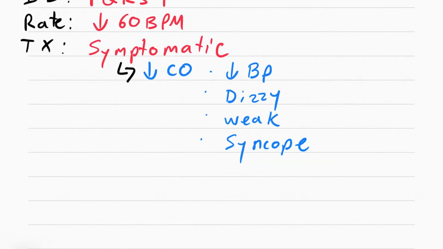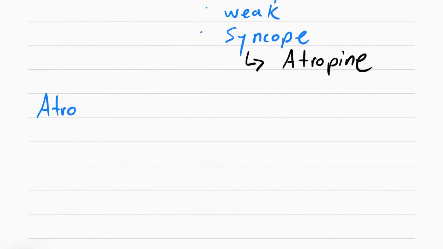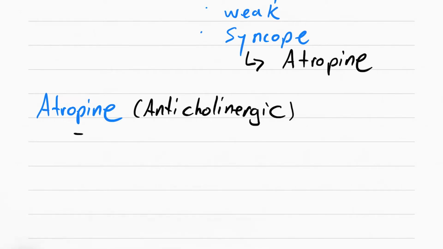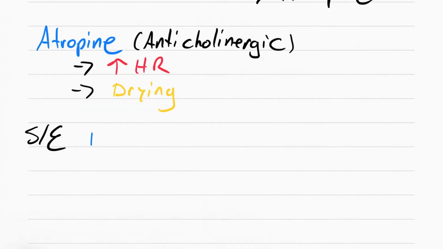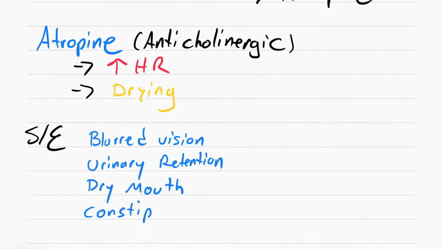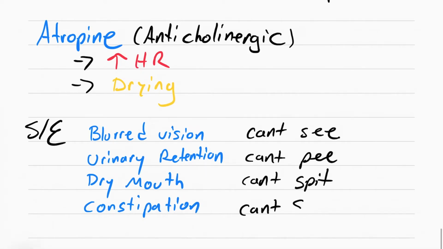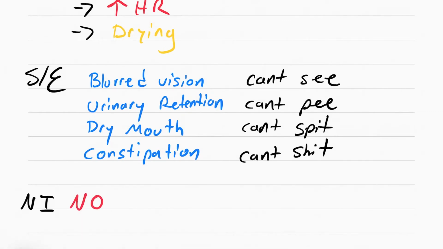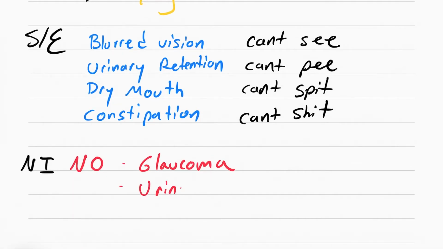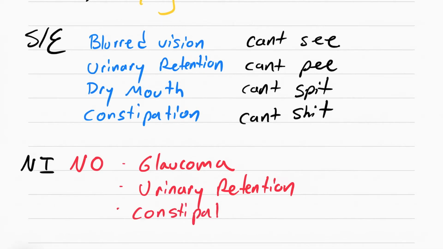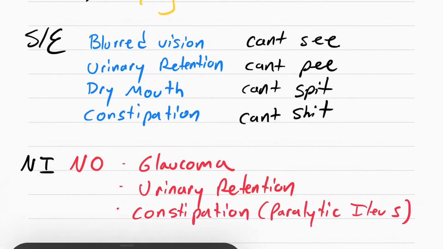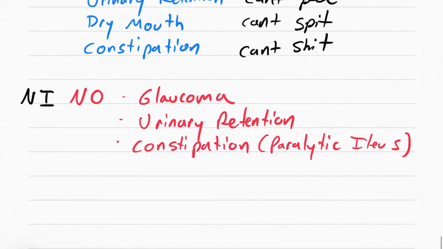If the patient is experiencing these symptoms, then we want to give them the medication atropine. Atropine is an anticholinergic that increases the heart rate, but it also causes a drying effect. The side effects of atropine is blurred vision, urinary retention, dry mouth, and constipation. Or how I like to say, you can't see, you can't pee, you can't spit, and you can't shit. You also need to know that you don't give this drug to anyone with glaucoma, urinary retention, or constipation, specifically someone with a paralytic ileus, which means the bowels aren't moving.